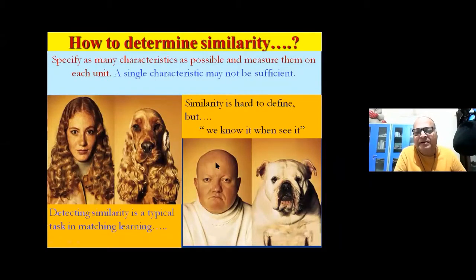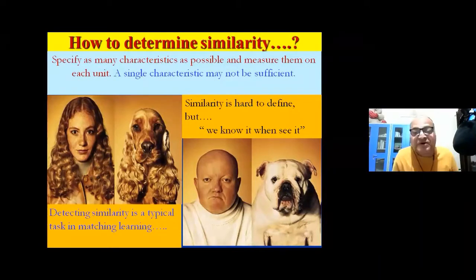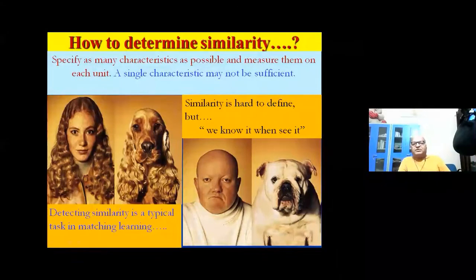Similarly, here I have also taken a person with a puppy or dog. What is this concept? My interpretation is that a single characteristic may not be sufficient. You can see that the hair of this lady resembles the hair of this dog. Similarly, in these two pictures, the eyes of this fellow are exactly like this. So it means that only on the basis of a single characteristic of one particular data set, we cannot say that it is normal.